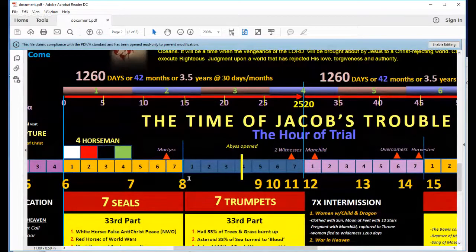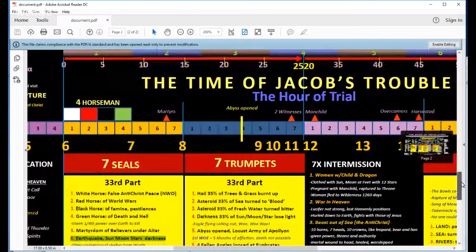I think that's possible too. And it also doesn't put what I see as an imbalance between the 2 sevens here and 1 7 there. But, just different ways to look at it. So now we're going to look at the 7 trumpets.